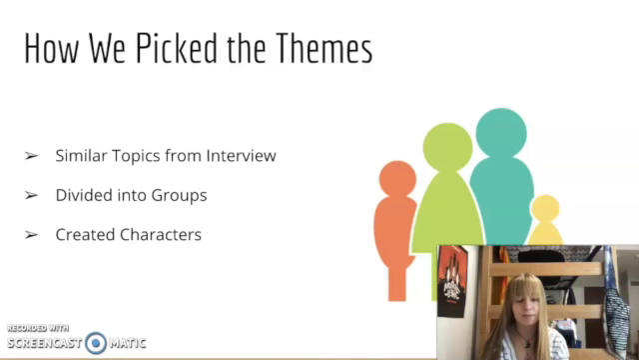Based off of each topic that we came up with, we divided into groups of people who shared the same common aspect within each topic. So, if everybody had a more lenient parent, they would go into one group, while the people who had stricter parents went into another group. And then, based off of those groups, we created characters that kind of reflected the shared topics.